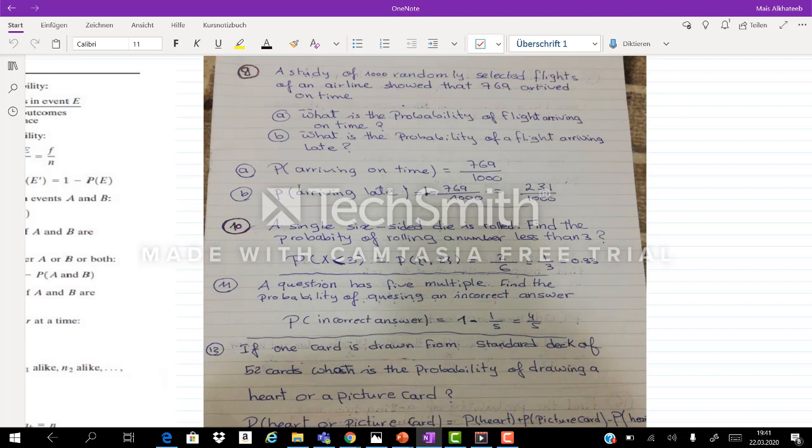Now part B: what is the probability of a flight arriving late? The probability of the flight arriving late is the rest, the remainder from 769 over 1000. That means 1 minus 769 over 1,000, and I will get 231 over 1,000.